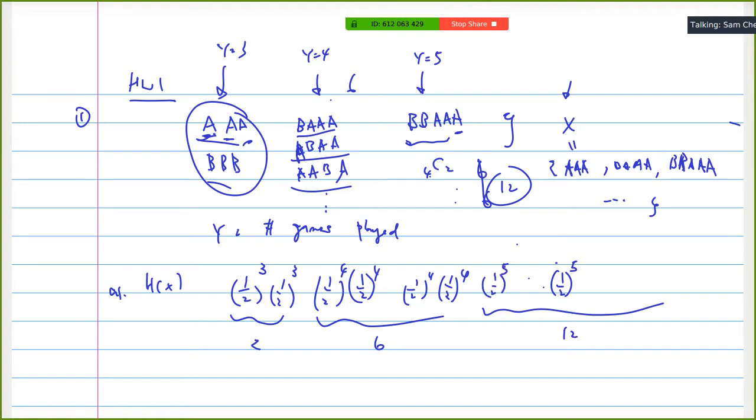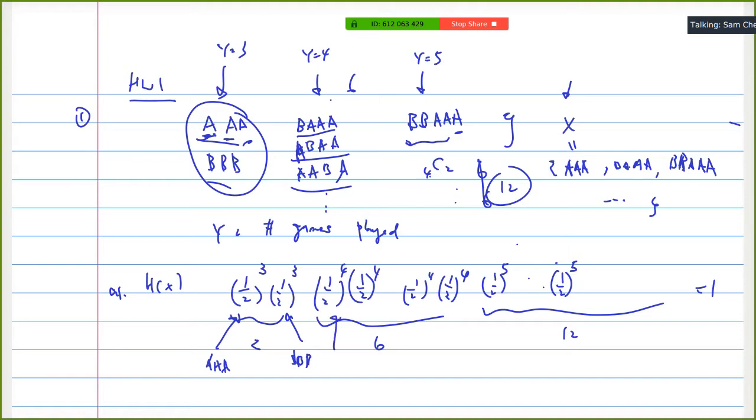You can verify that because these are probabilities. If you sum them all up, it should give you 1. This is the probability of each of the possible outcomes. This is the outcome for AAA, let's say. This is the outcome for BBB.